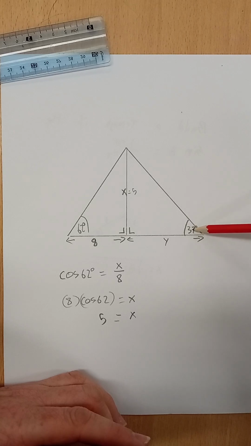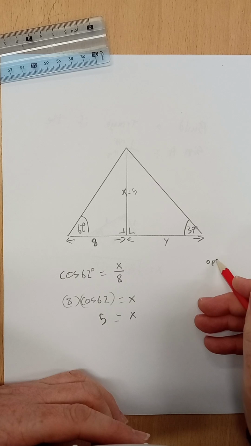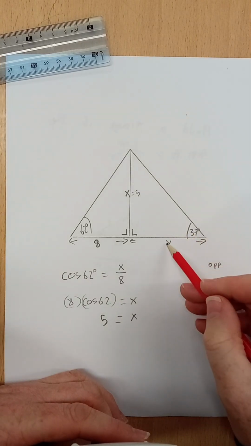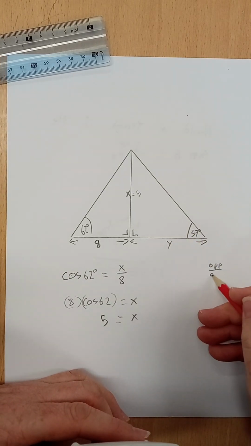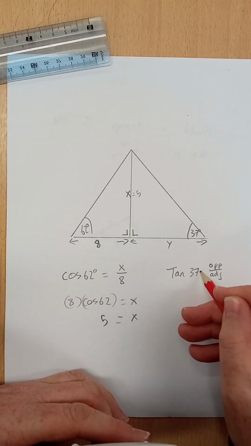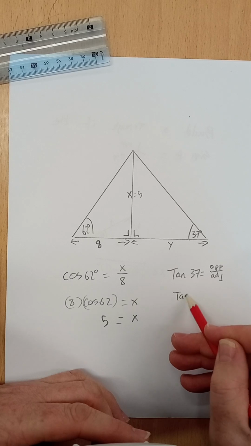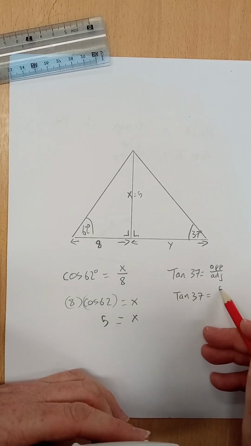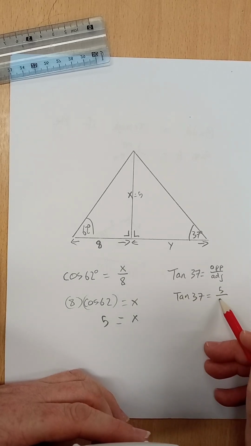So let's see what I have. I have an angle. I have opposite the angle. And I want adjacent. So that's the tan. So that's the tan of 37 is equal to 5 over y.